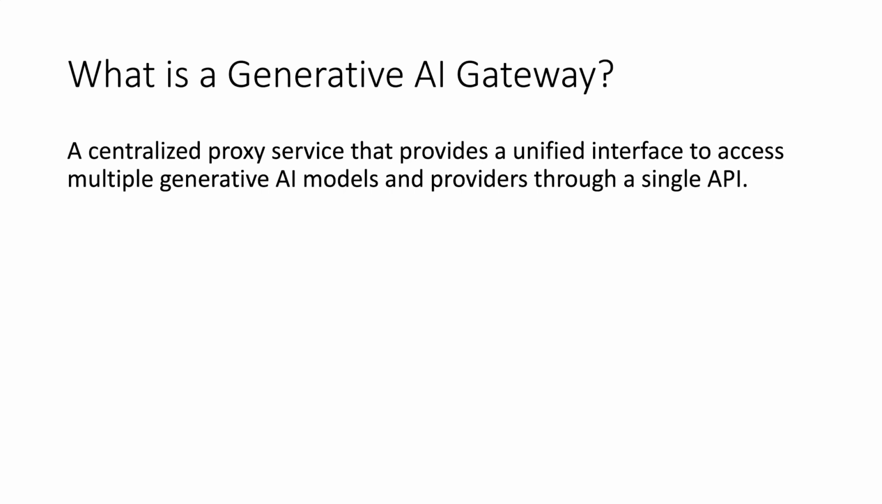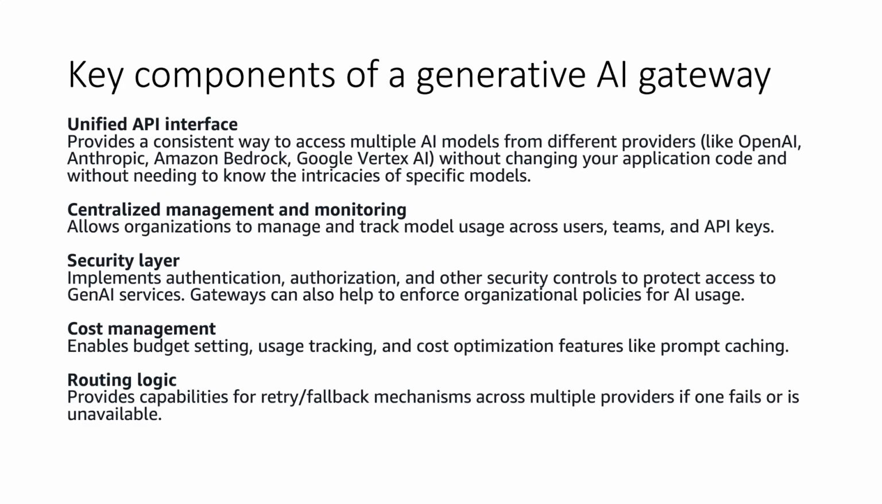Of course, they can all integrate directly, but having a centralized service means that you can gain management and monitoring and governance capabilities over these interactions. You can set things like team-based restrictions, restricting different users and teams to different models, and managing their cost and usage. Some of the typical components of a generative AI gateway include a unified interface.